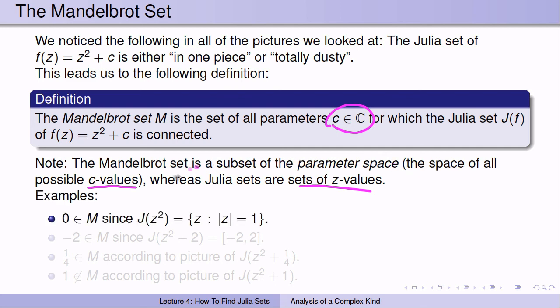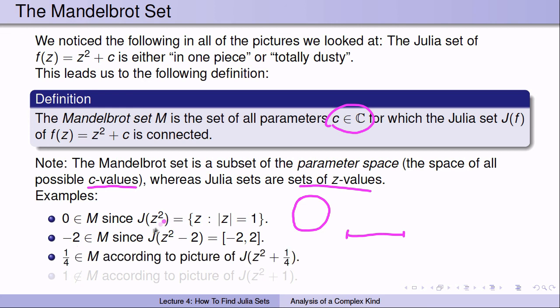Let's look at some examples. 0 belongs to the Mandelbrot set because we calculated its Julia set. The Julia set for the function z squared, which is the case when c is equal to 0, was the circle of radius 1. A circle is a very connected piece. It's just in one piece. And so 0 belongs to the Mandelbrot set. When c is equal to -2, we calculated its Julia set last class. We found that the Julia set of z squared minus 2 is the interval from -2 to 2. That's again a connected piece, and so -2 does belong to the Mandelbrot set.